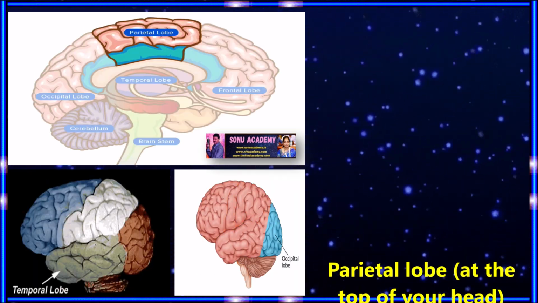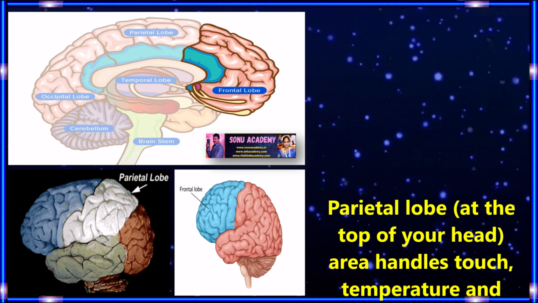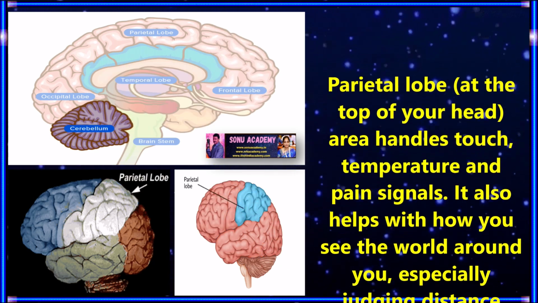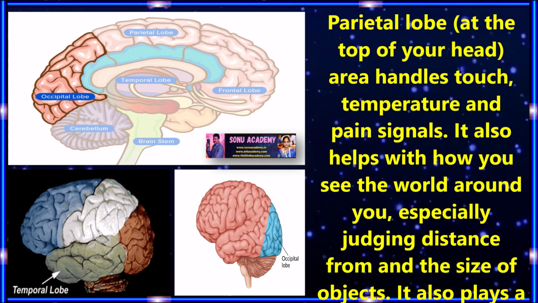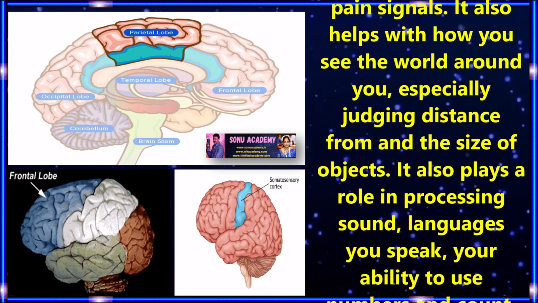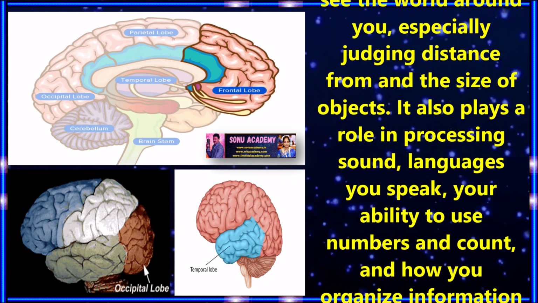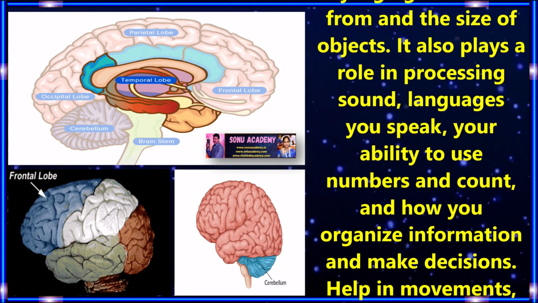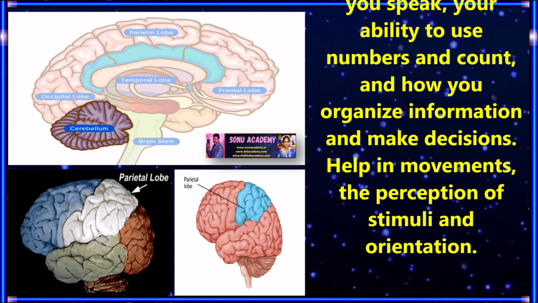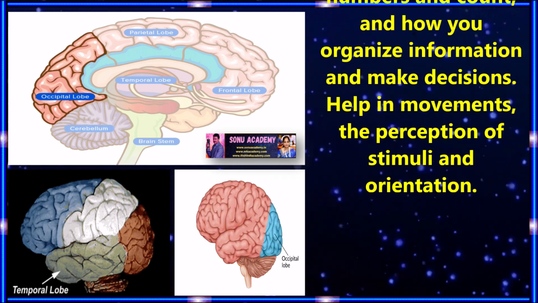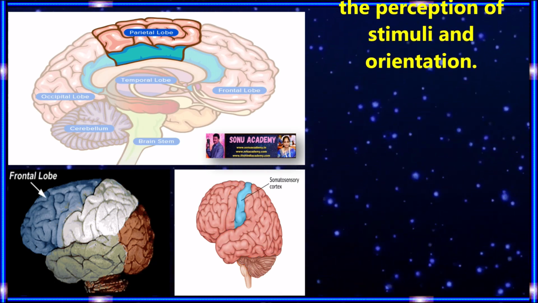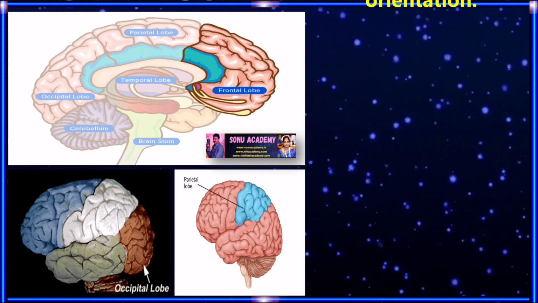Children, let us discuss the parietal lobe. The parietal lobe is situated at the top of your head. This area handles touch, temperature, and pain signals. It also helps with how you see the world around you, especially judging distance from and the size of objects. It also plays a role in processing sounds, language you speak, your ability to use numbers and count, and how you organize information and make decisions. It helps in movements, the perception of stimuli and orientation.